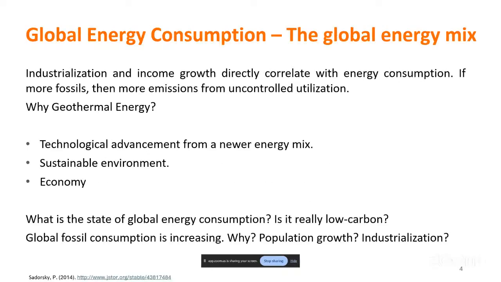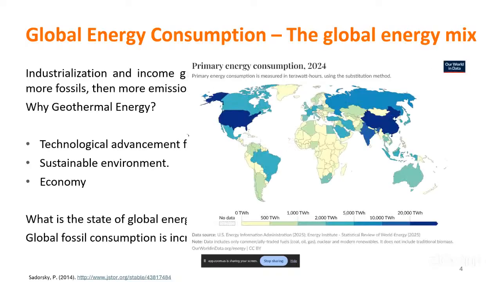So industrialization and income growth correlate directly with energy consumption. What I mean is, if we look at what each country is consuming currently, based on a global map, we're going to see that the biggest consumers of energy are actually more developed countries like USA, China, Russia. You see that the more you consume, it's directly correlated to your industrialization and your income or wealth.